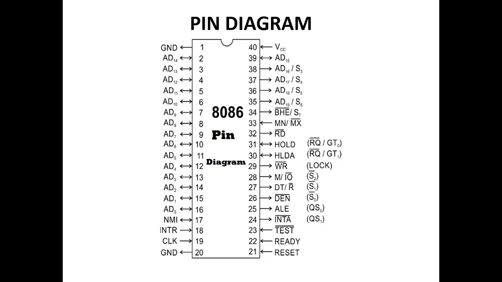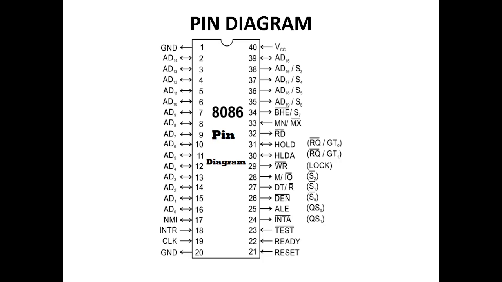We are going to see the 8086 pin diagram. 8086 is a 16-bit microprocessor. So it has 16 data lines and 20 address lines. Address lines and data lines are multiplexed. It has two modes. One is the minimum mode and the next one is the maximum mode.